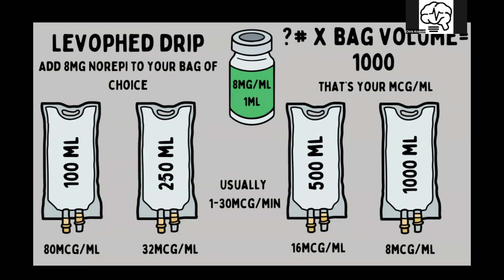250, 4 times 250, 1,000. 4 times 8, 32, 32 mics per milliliter. This is the more common choice. Usually the range we say to start them at is 1 to 30 mics per minute. With a 500 milliliter bag, 2 times 8, 16, pretty diluted.